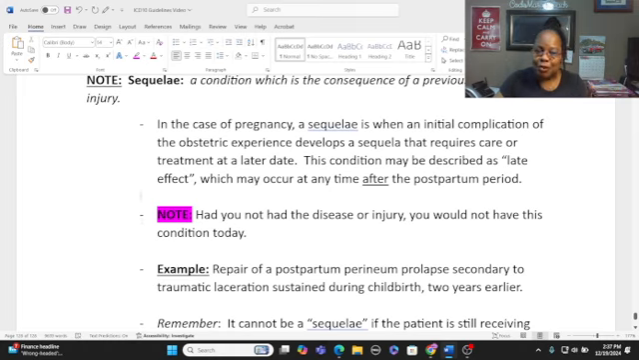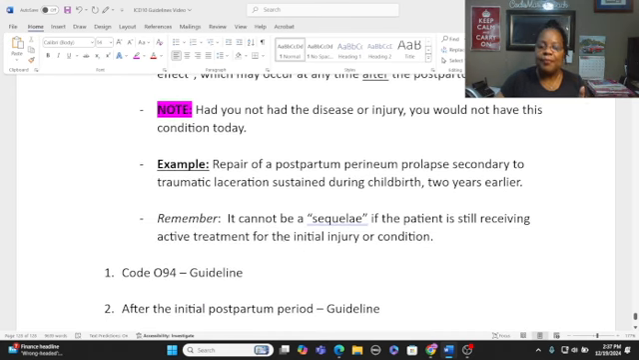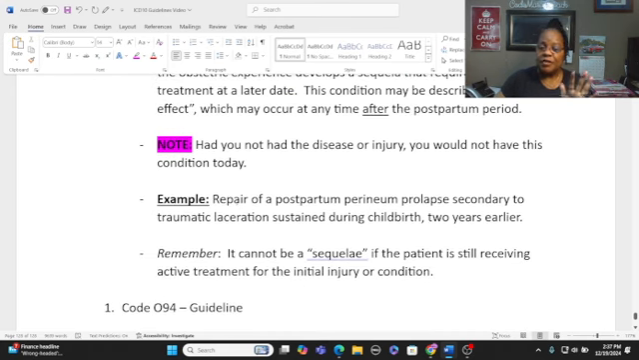So I put a Code Master Coach note in purple that just says, had you not had the disease or injury while you were pregnant, in this case, you would not have this condition today. That's how you know what a sequela is. For example, with pregnancies, if there's a repair of a postpartum perineum prolapse, which is secondary to the traumatic laceration sustained during childbirth previously, in this case 2 years earlier, and today they've got this perineum prolapse due to that laceration that the patient received, that is a sequela.